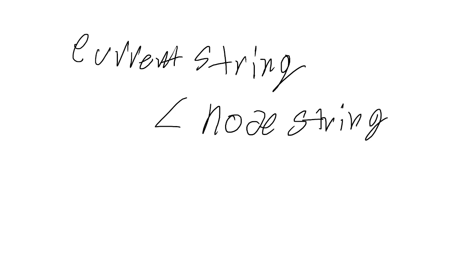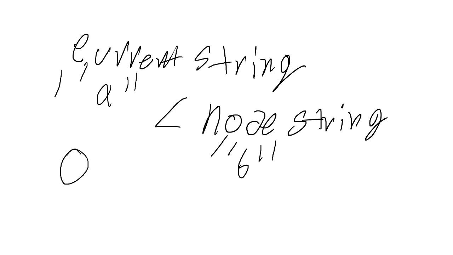So for example, if I say A and this is B, where would this node go? So let's say this is B. I'm not going to give out the best example, but this is just an example. If the current string is A and our node string is B, where would I put A? Well, I will put it on the left side, because A is less than B.